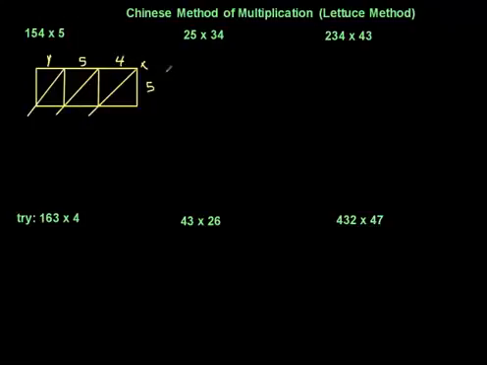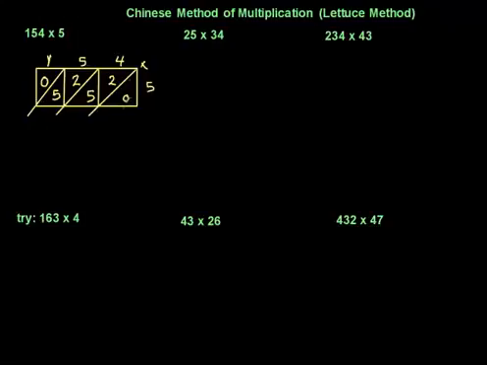5 times 4 is 20, so you put the 10 there and the unit here: 2 here and 0 here. Then 5 times 5 is 25, so I put 2 there and 5 here, and 5 times 1 is 5. Because I do not have any 10, I put 0 there and I get 5 here. All you've got to do now is add the contents of each diagonal.